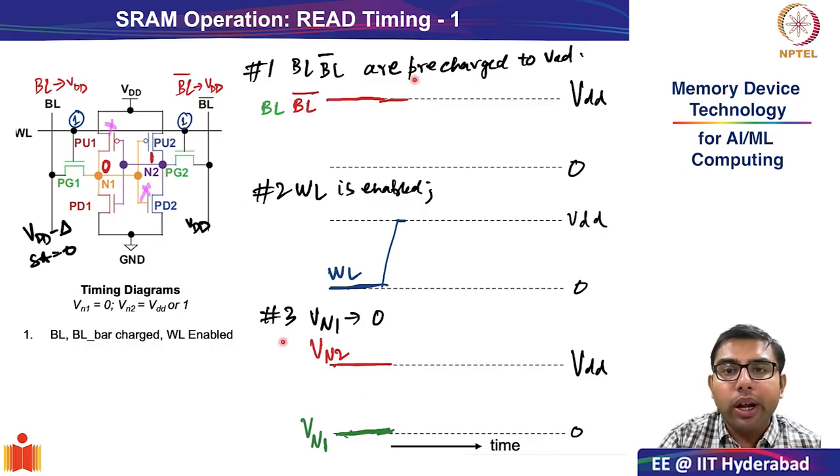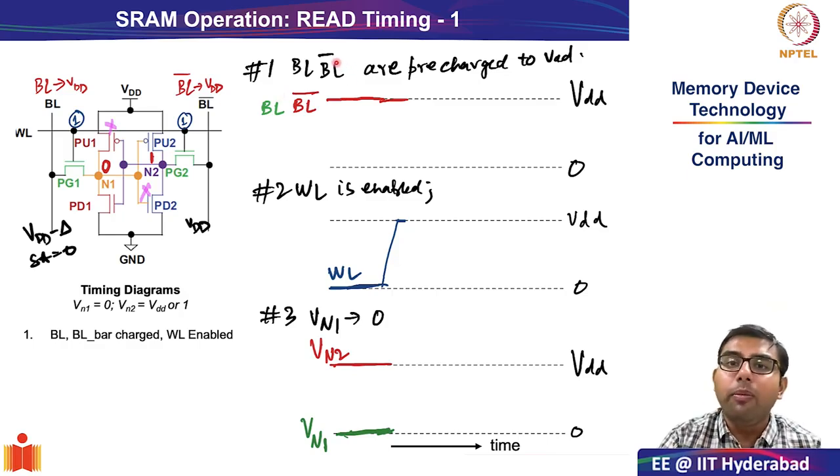In the topmost panel of your timing analysis, today we will track two important signals, bit line and bit line bar. In the second panel, we will track what is happening to the word line from 0 to VDD. And in the third panel, we will closely look at the voltages at the internal storage nodes VN2 and VN1. We will see, one after the other, when the word line is asserted, what changes happen to all these different voltages.